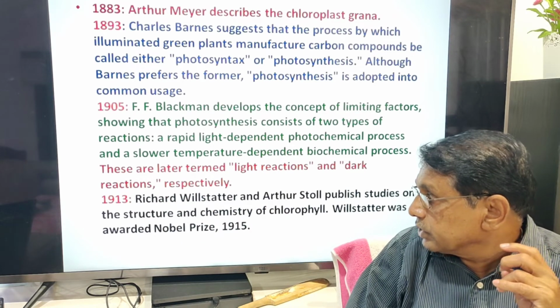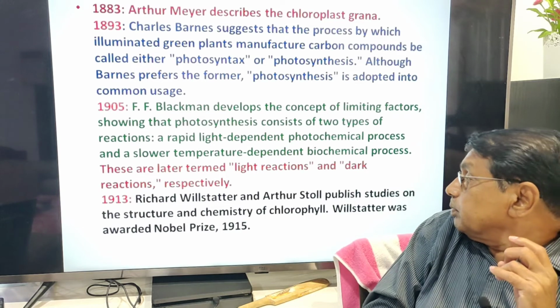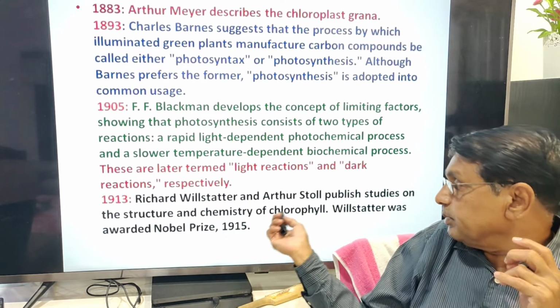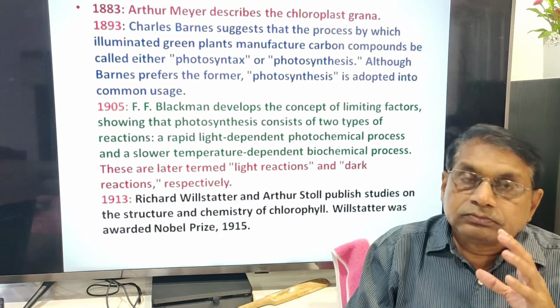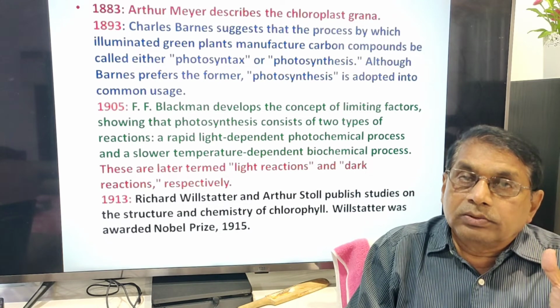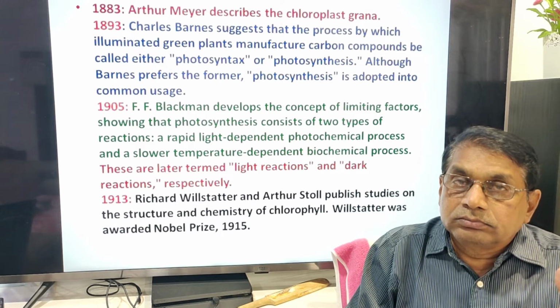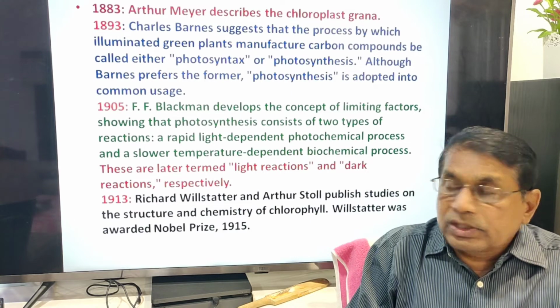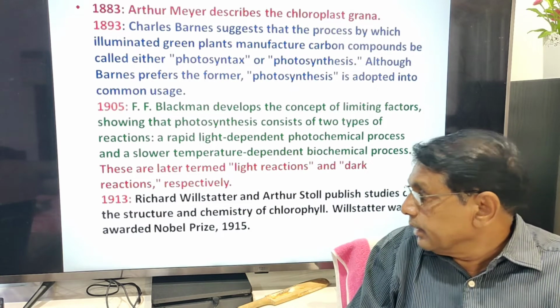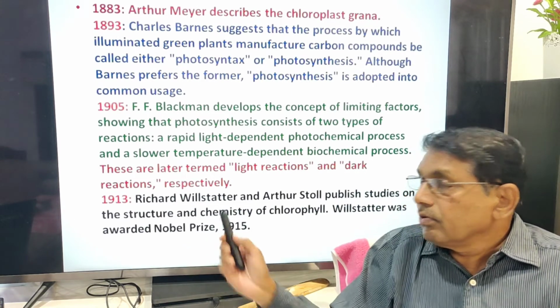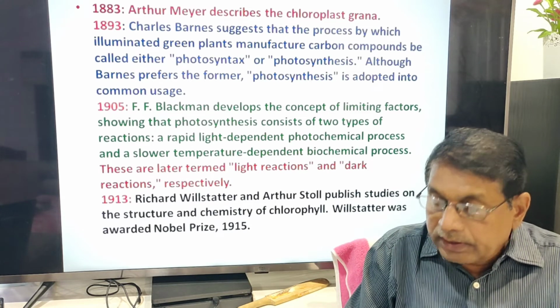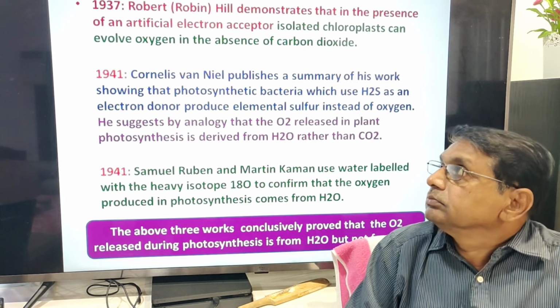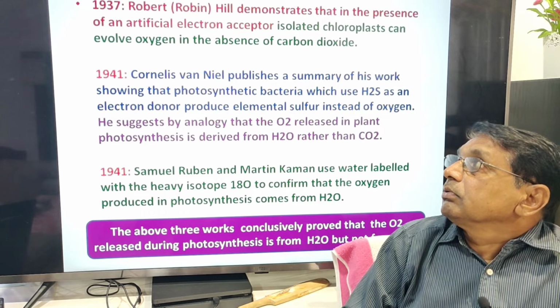Richard Willstatter and Arthur Stoll published the studies on the structure and chemistry of chlorophyll. These people have studied the chlorophyll and explained its structure and chemistry, for which they were awarded the Nobel Prize in 1950.